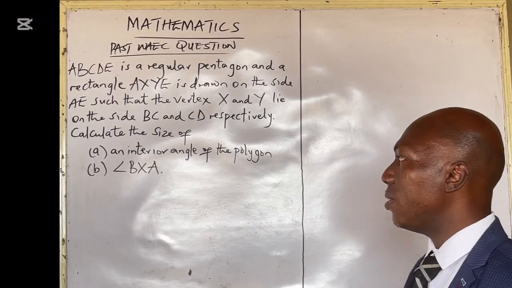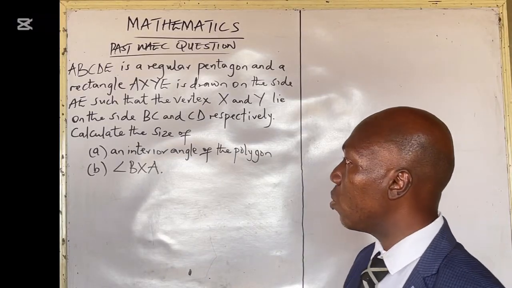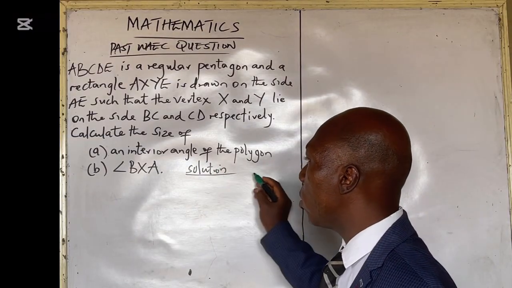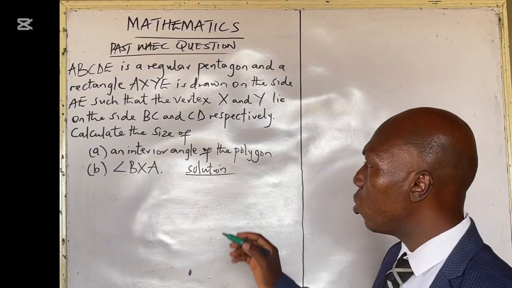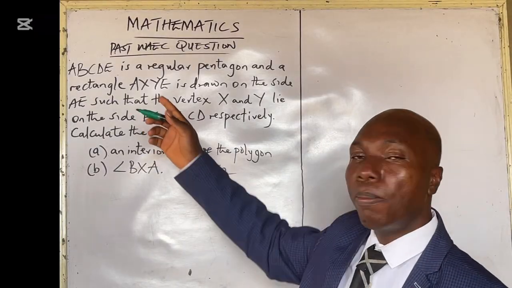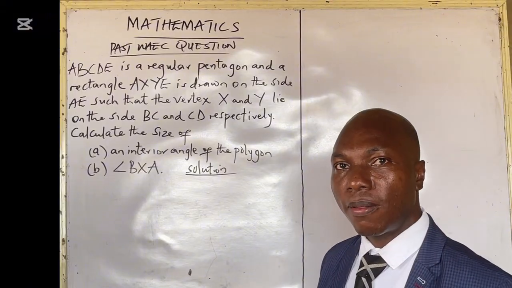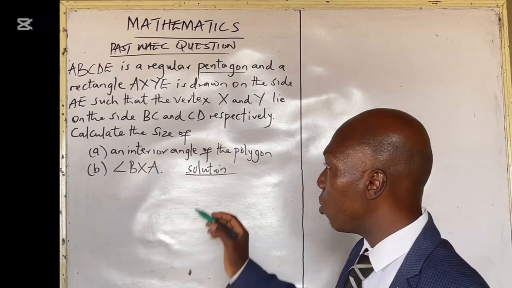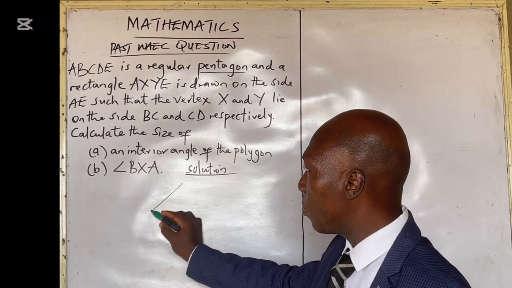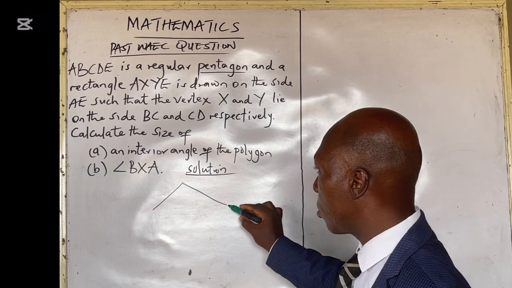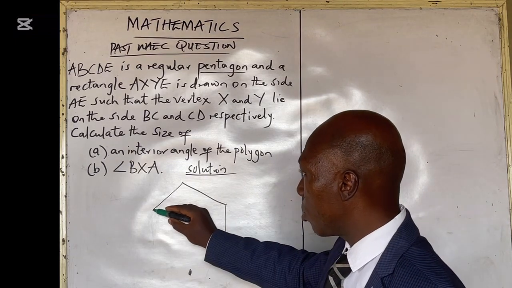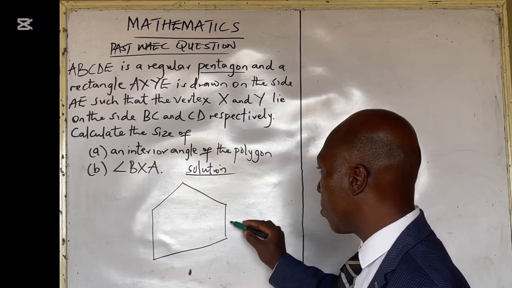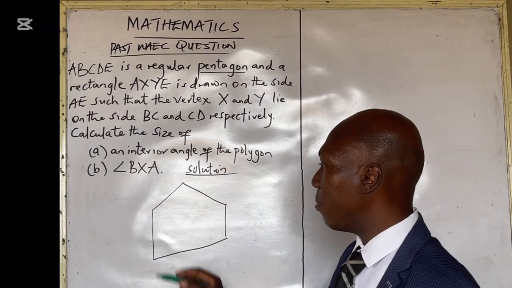So this is very easy to evaluate. What we do first is to write the solution, to first draw the shape. So how do we draw this shape? We are told that we have a pentagon having 5 sides. This is a pentagon. It has 5 sides. So we draw it. 1, 2, 3, 4, 5.